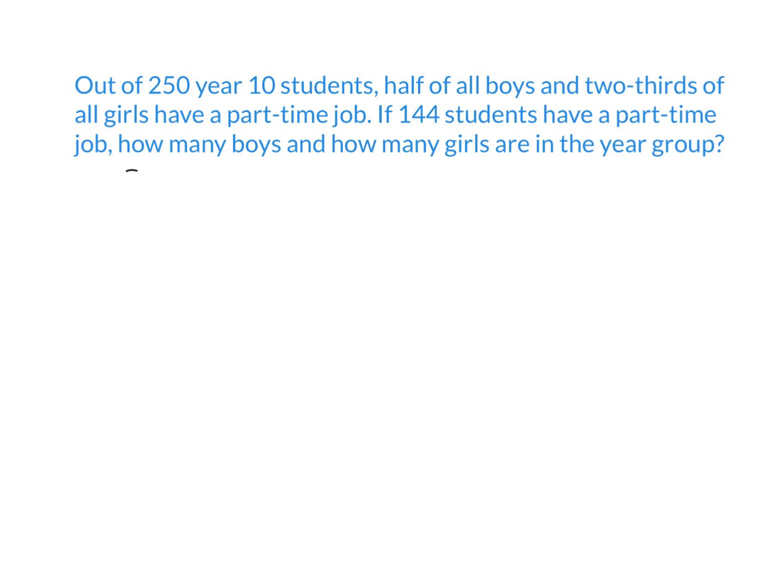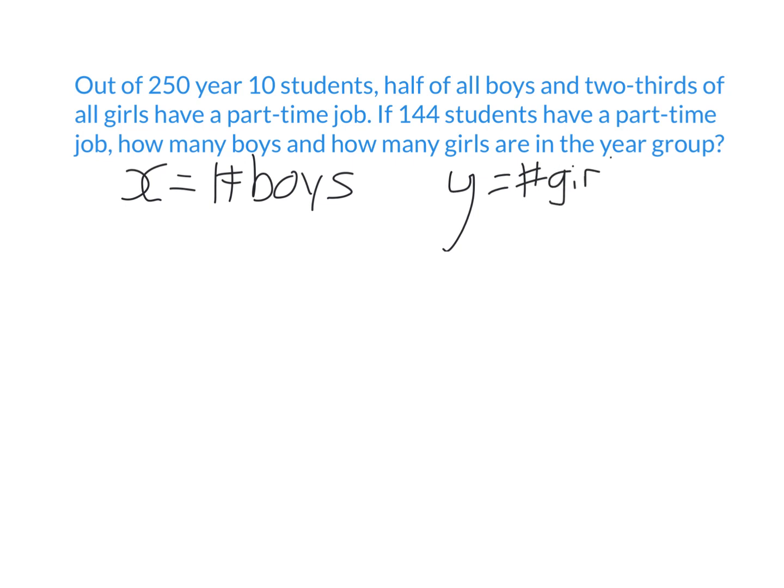So again, we want to find two things at the same time. So we let x equal one of the things we want to find. So we want to find the number of boys and we want to find the number of girls. So you let x equal one of the things you want to find, y the other. So we need to get two equations from our two bits of information. First bit of information tells us 250 students in the year group. So number of boys plus number of girls is 250.